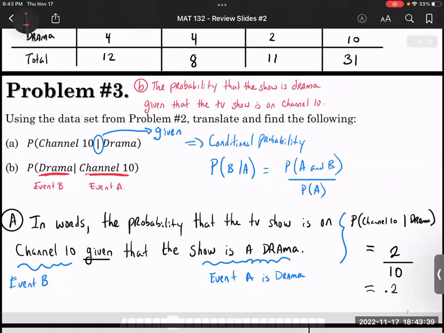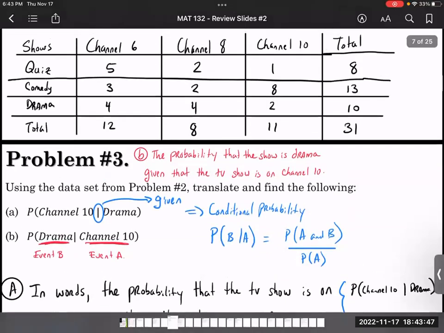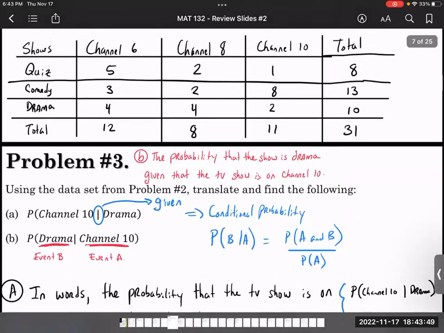So let me ask you guys this question. In part A, we found out that the probability was 2 over 10. Is our denominator still going to be 10? No, it's going to be 11. There you go. It's going to be 11. Very good. Remember, event A, the first event, always goes on the bottom.